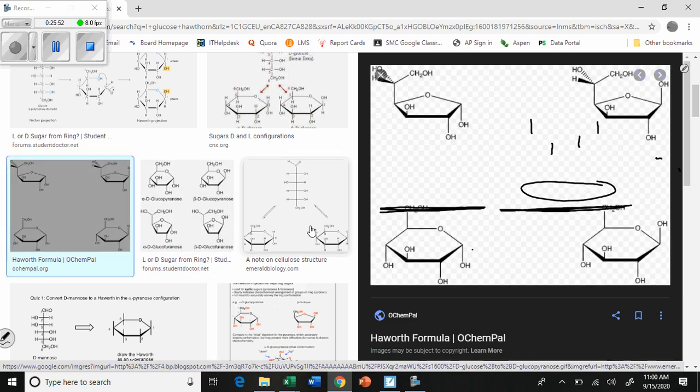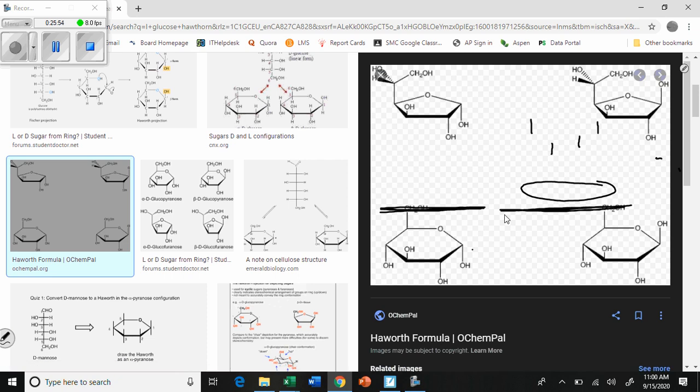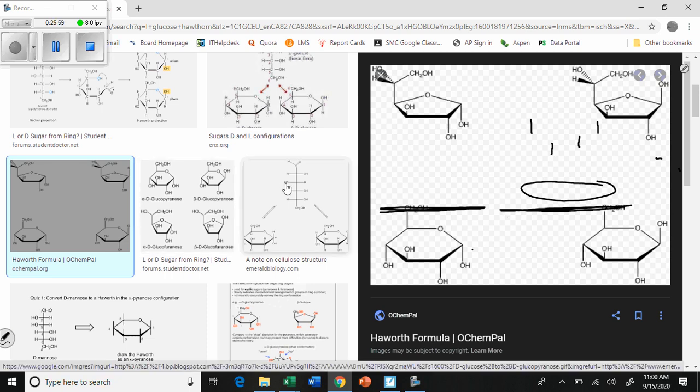Well, suffice to say that the L-glucose would have the OHs on the opposite sides. That's all. And so we'll summarize that when we do our next video. We'll take off from this point on, and we'll go from there and continue from that spot.